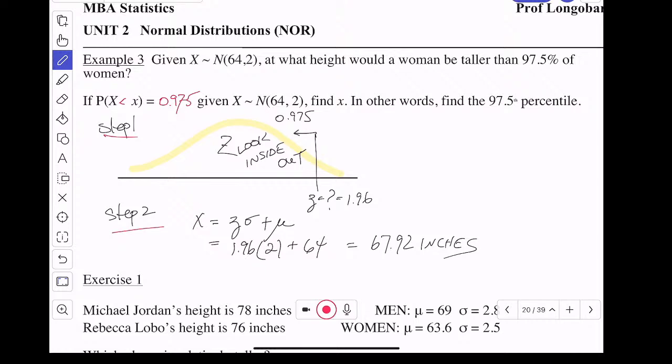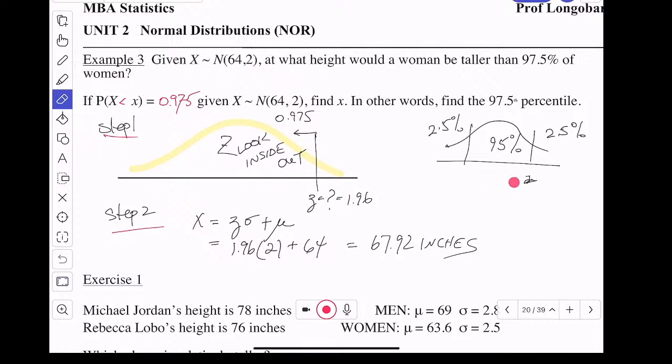Just to remember, at 2 standard deviations, you have approximately 95%, right? And then this is 2.5% and this is 2.5%. This is at 2. I have to be careful about writing that because it looks like a Z, and I don't want it to be a Z. So that's why at approximately 2, we find 97.5.